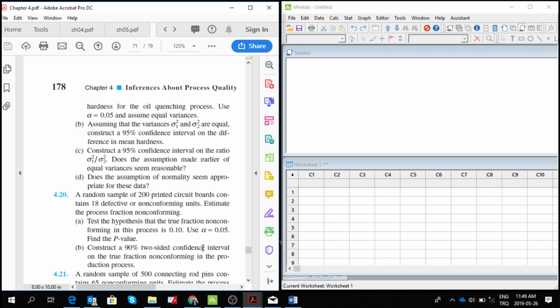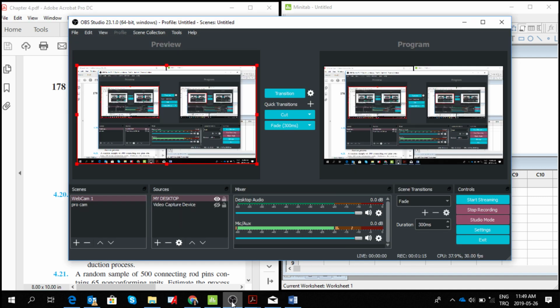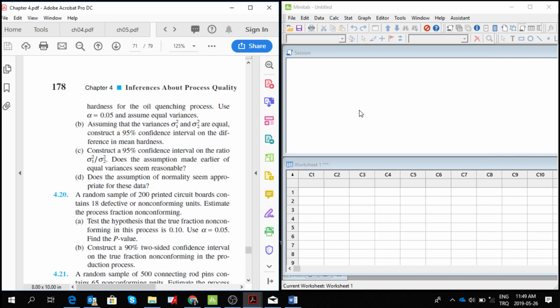B, assuming that the variances sigma 1 squared and sigma 2 squared are equal, construct a 95% confidence interval on the difference in mean hardness. C, construct a 95% confidence interval on the ratio sigma 1 squared over sigma 2 squared. Does the assumption made earlier of equal variances seem reasonable? D, does the assumption of normality seem appropriate for these data? We are going to work on that.